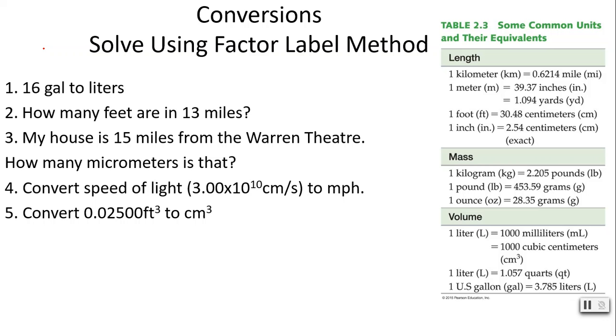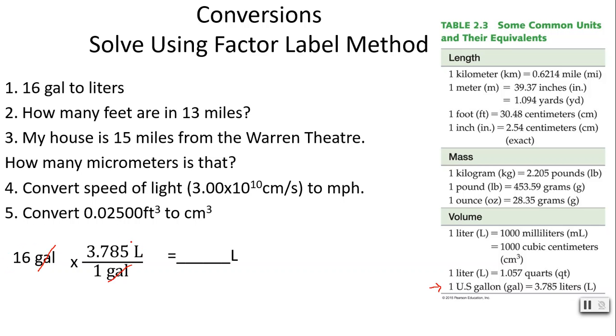So for number 1, converting 16 gallons to liters, I write down the number and the unit that I'm given. I give myself some space to work the problem. I write down the desired unit, which in this case is liters. I see from my table of equivalencies, which you can use on quizzes and exams, that 1 gallon is 3.785 liters. So I write down that conversion as a ratio, or a fraction, so that my 1 gallon unit is in the denominator, and that unit can cancel with my gallon unit in the numerator, with what I'm given.